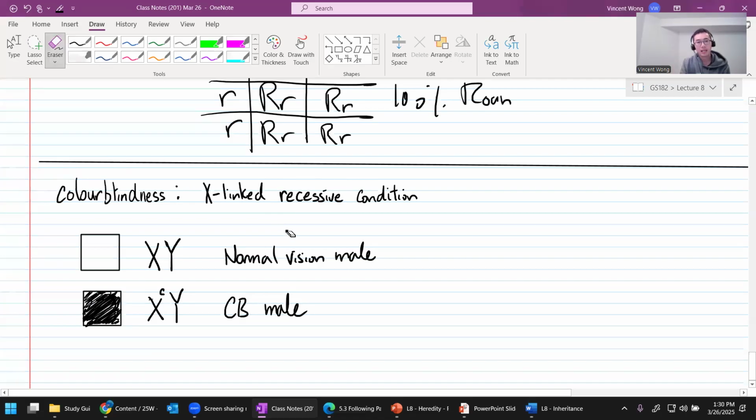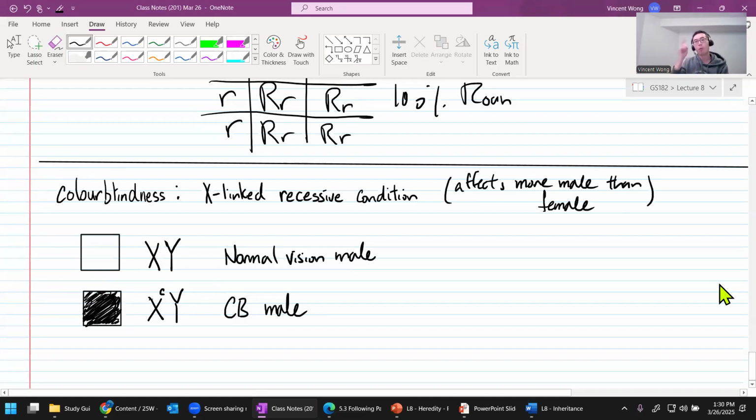Okay, this part is important, pay attention. If we're talking about an X-linked recessive condition, then it generally affects more males than females. Why? Because men only have one X. If we get the X with the colorblind allele, then immediately we'll be colorblind.